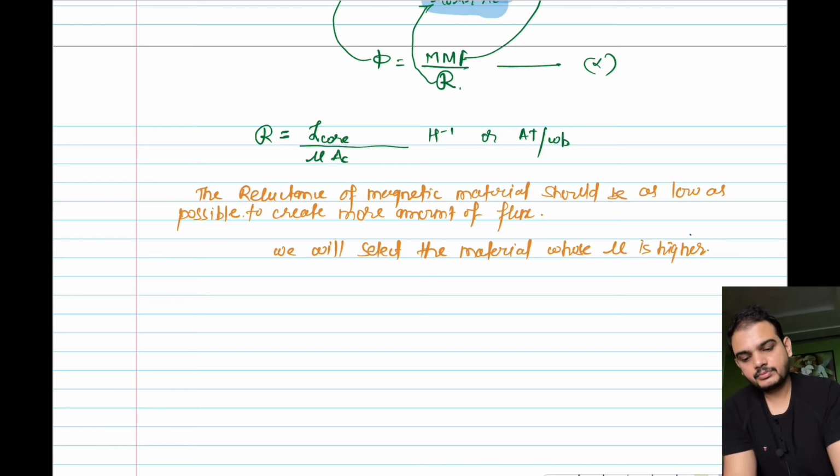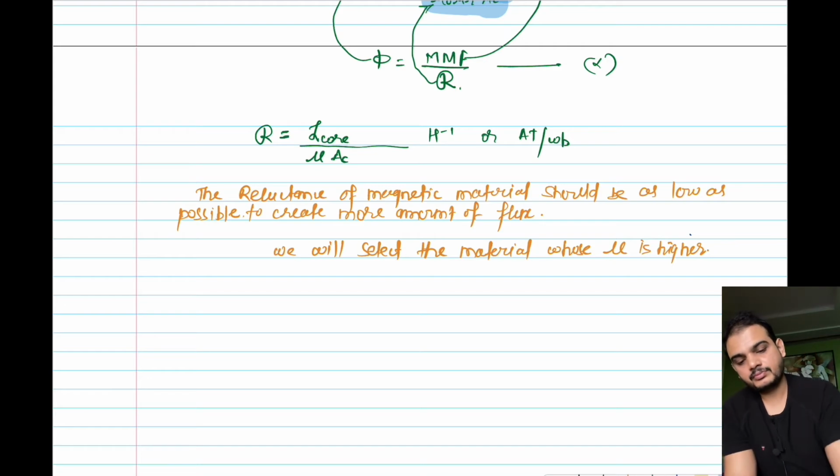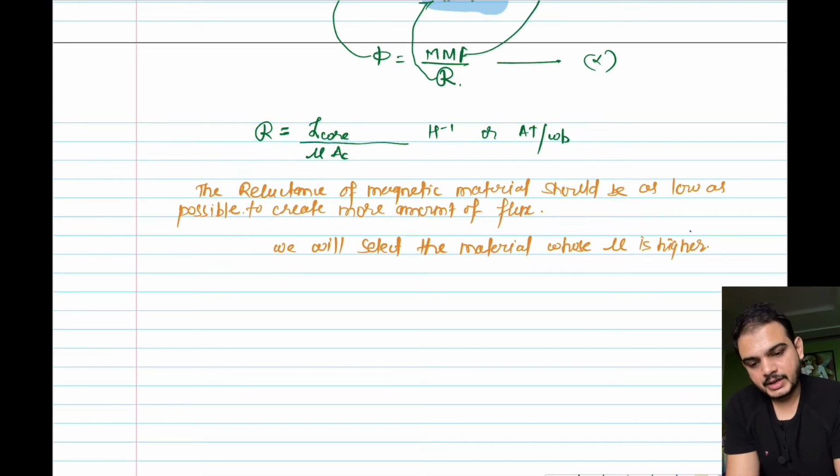So always remember, reluctance of the core material should be as low as possible, and the core material should be made with high permeability material. For example, steel. We are adding silicon inside steel, that's why we are calling it silicon steel. It's silicon steel because its permeability is higher. So this was about the discussion on permeability and then reluctance.